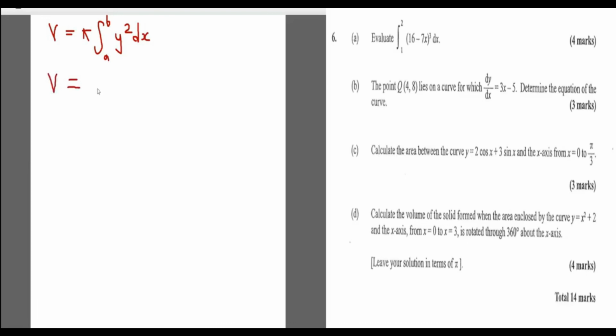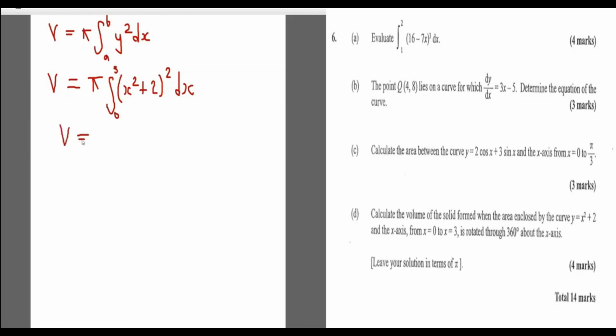The volume is going to be equal to pi times the integral of, now look, what is y? Y is x squared plus 2. So the volume is going to be x squared plus 2 all squared dx. That is volume. Pi times the integral of x squared plus 2 all squared dx. And we're integrating, of course, from 0 to 3.